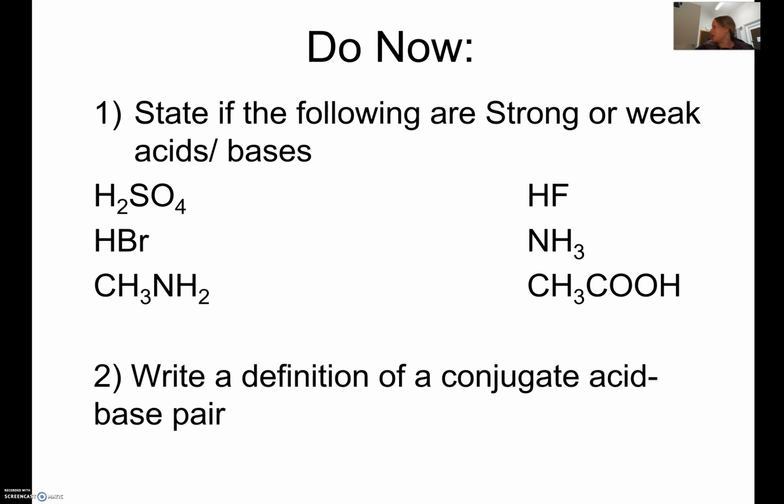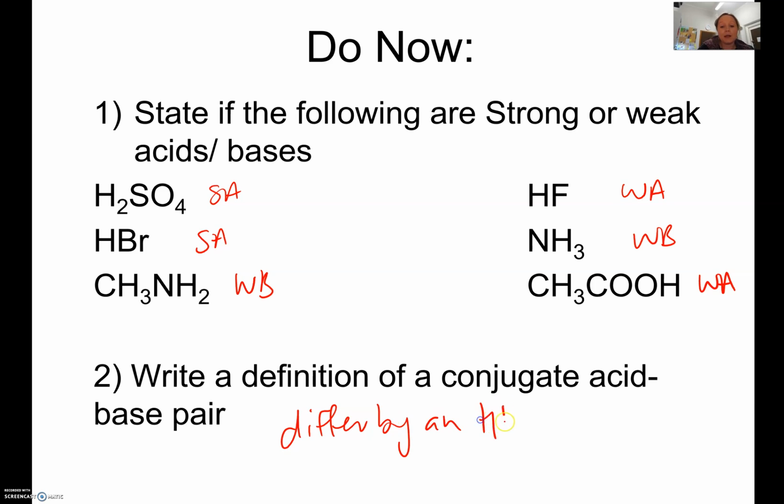So here's a quick do now. State if the following are strong or weak acids or bases. This is something you have to have memorized. Sulfuric acid is a strong acid, HBr is a strong acid, and aminomethane is a weak base. Hydrofluoric acid is a weak acid, NH3 is a weak base, and ethanoic acid is a weak acid. Write a definition of a conjugate acid-base pair. They differ by an H+ ion.